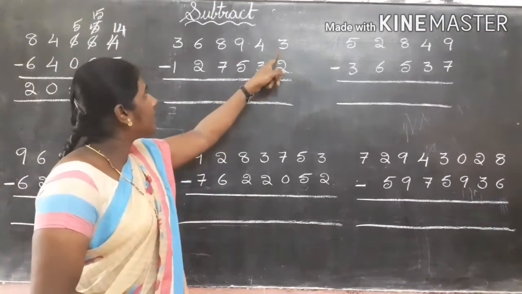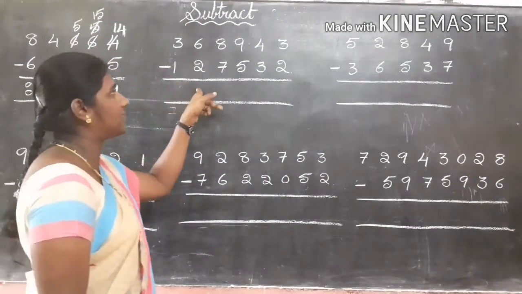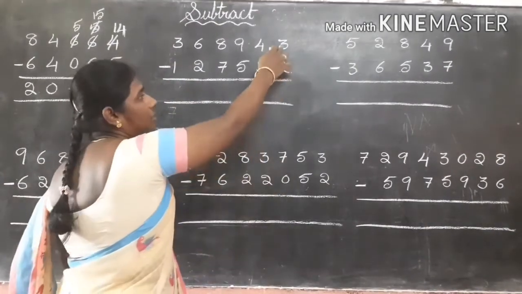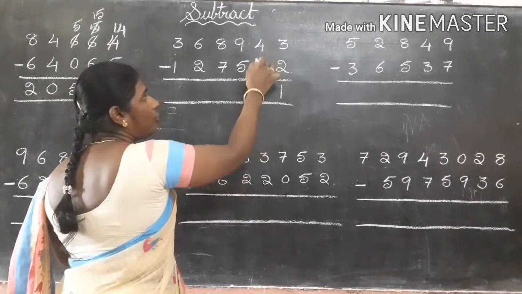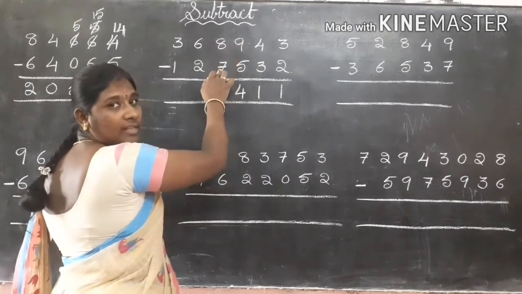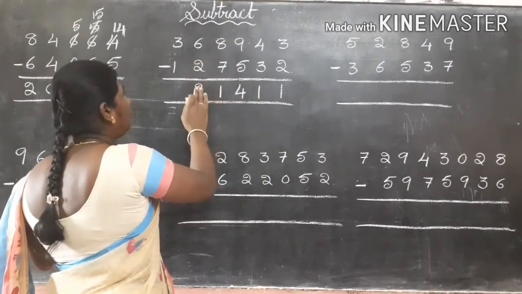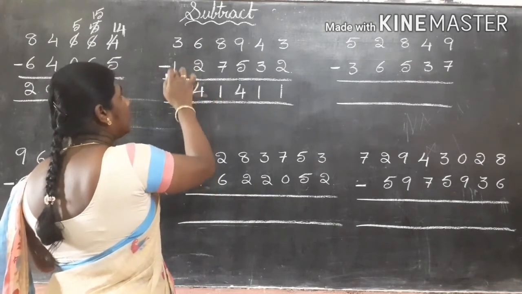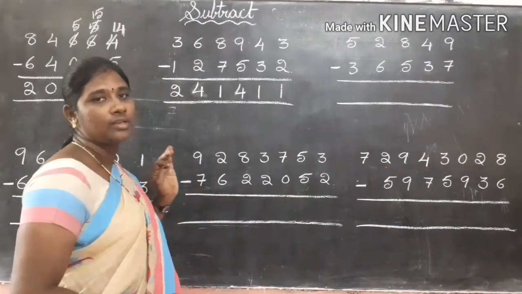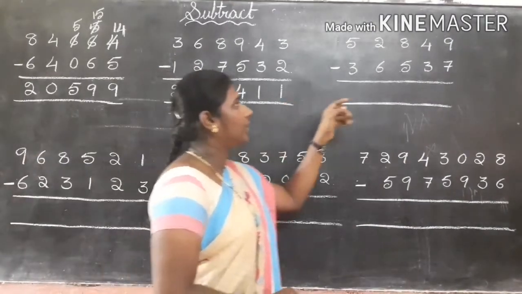Same, next one. 3 minus 2. It is a 5-digit number subtraction. It is 6-digit number subtraction. 3 minus 2, 1. 4 minus 3, 1. 9 minus 5, 4. 8 minus 7, 1. 6 minus 2, 4. 3 minus 1, 2. 6 minus 2, 4. 3 minus 1, 2. Next one here.